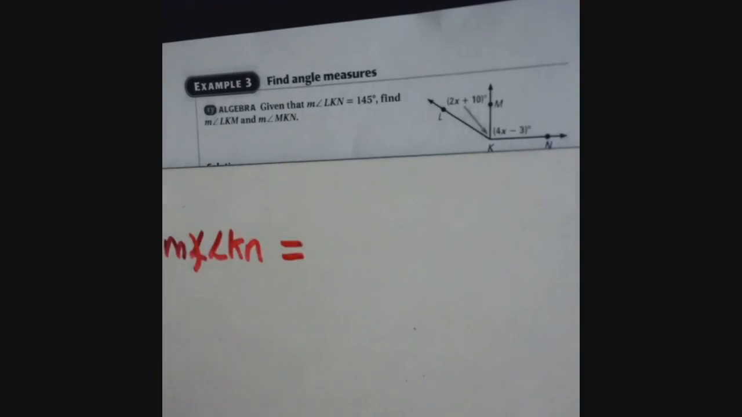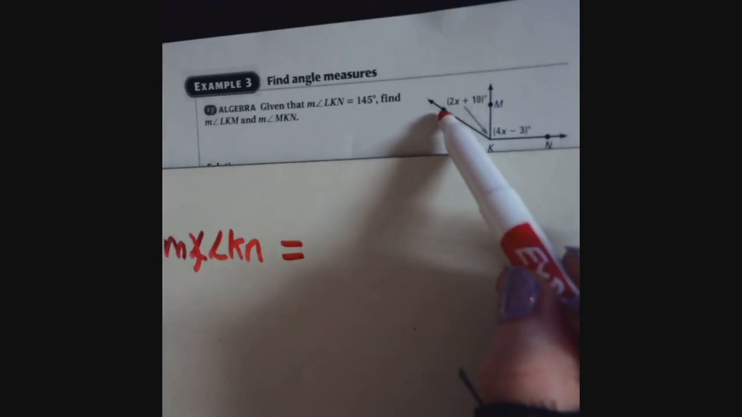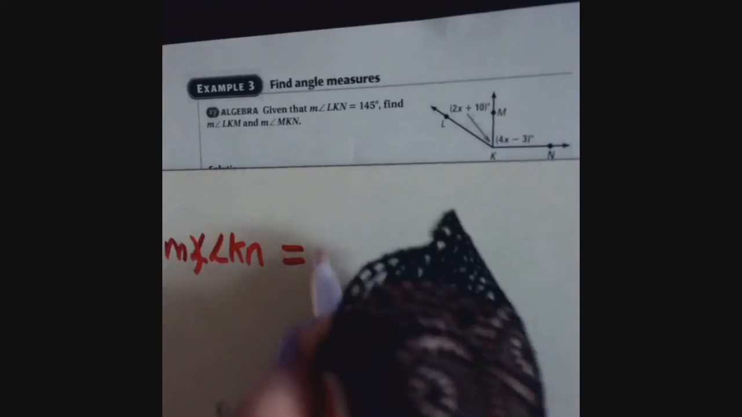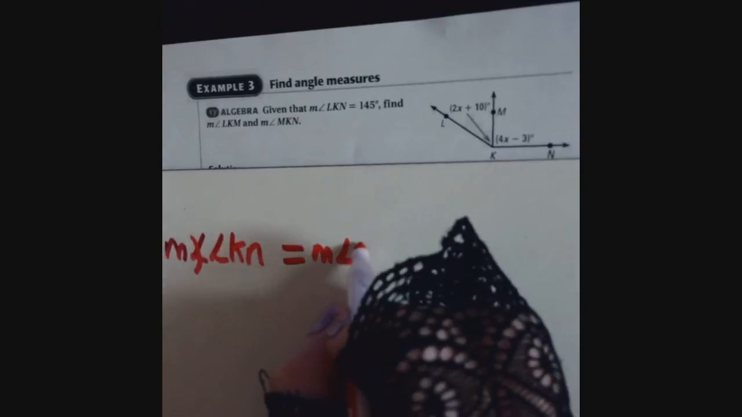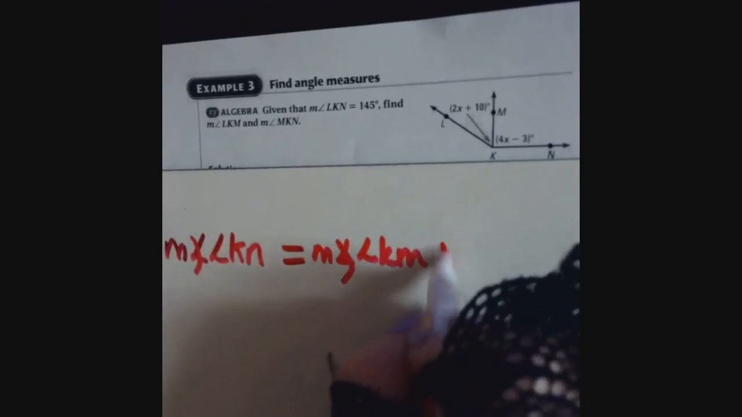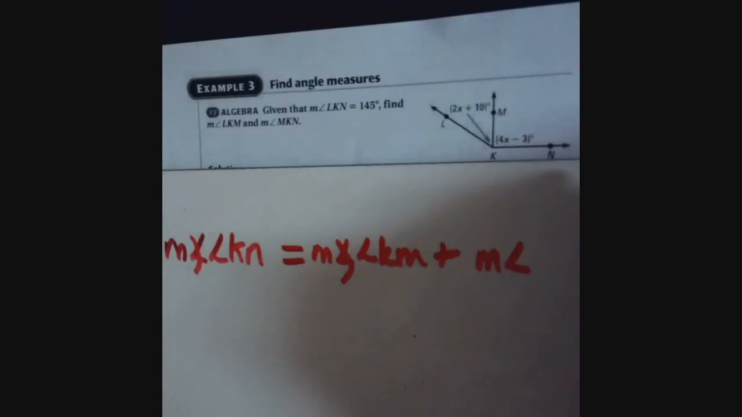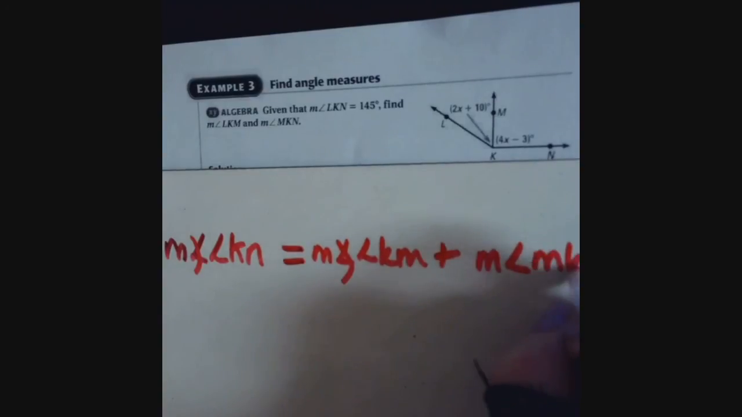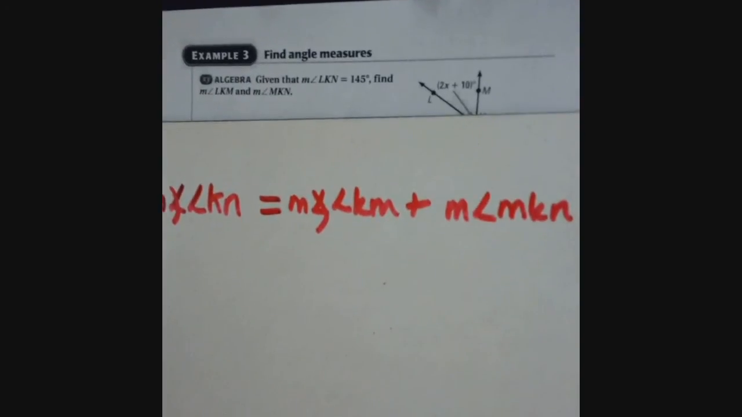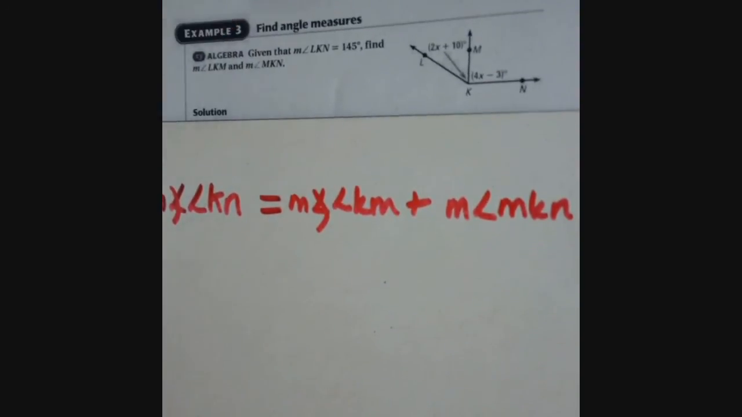So it equals, we said earlier, you've seen in the other sections that you add the two angles together to get the larger angle. So angle LKM plus angle MKN. Okay, so we know the bigger one is found by adding the two smaller ones, and we know the total. So let's go ahead, we've made an equation, let's go ahead and plug into it.